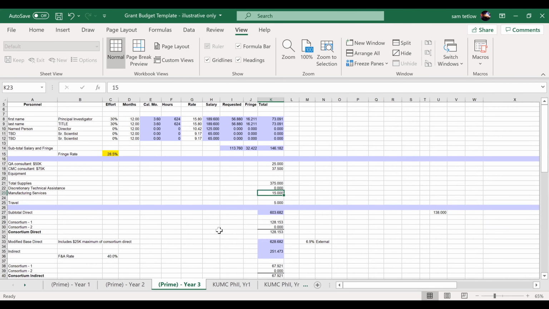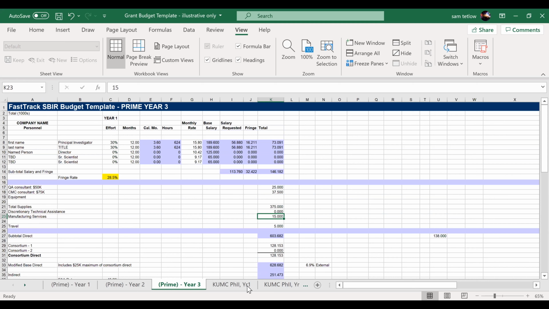Year 3 is just more of the same, just that last year of the project. So that is a budget example. I want to just check in with Monica and Suzanne.